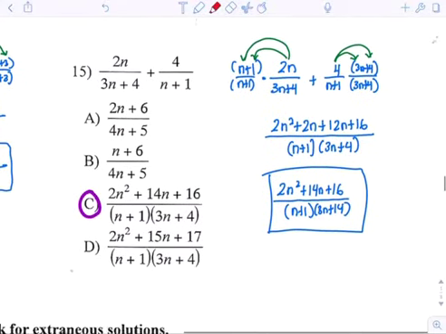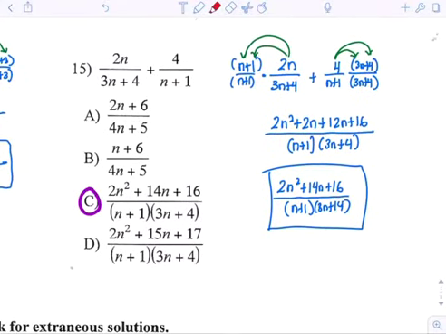15, right? Rational expressions. You have to get the common denominator. So for 3n plus 4, I'm noticing it's missing that one, right? So I'm gonna multiply 3n plus 4 by n plus 1s to top and bottom. N plus 1, I notice it's missing 3n plus 4, which is why I multiply top and bottom by 3n plus 4.